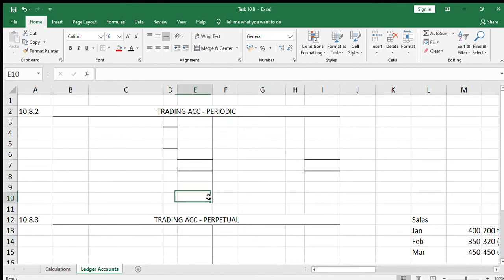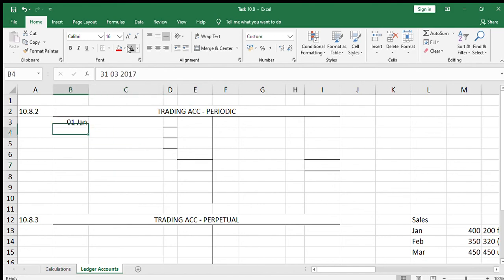Okay, so we're doing ledger accounts for the trading account under the periodic inventory system and under the perpetual inventory system. Now, the perpetual inventory system is not as important as the periodic, but I just want to do this one exercise to show you guys how we would calculate it. Okay, so the first one we're going to do is the periodic inventory system, which is much easier as most of our figures have already been given to us. Okay, you must learn the format of this.